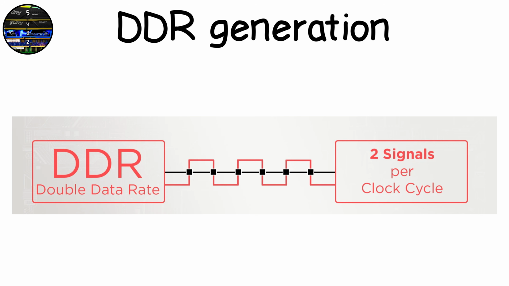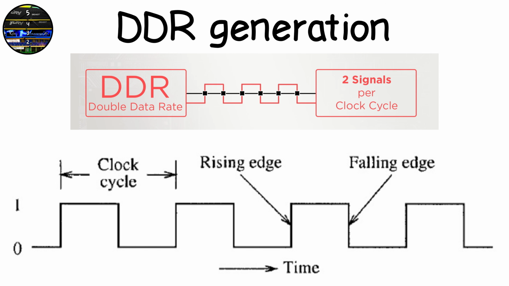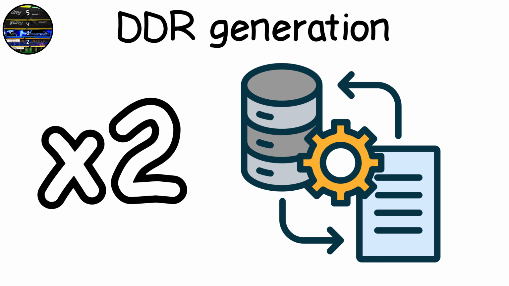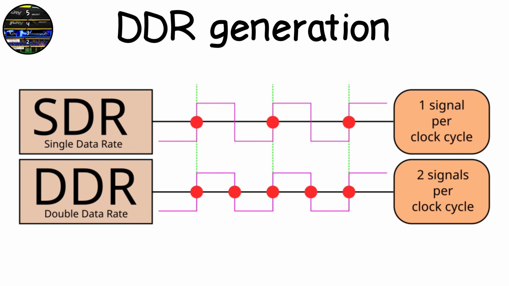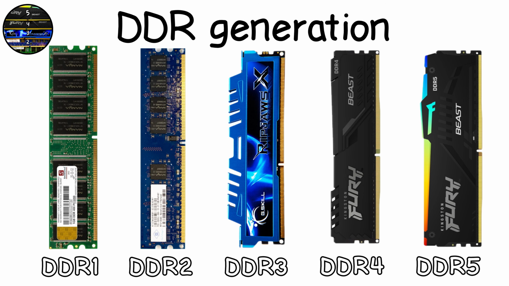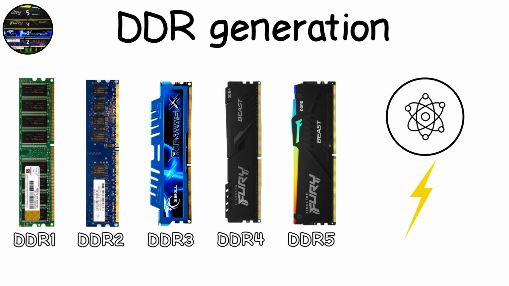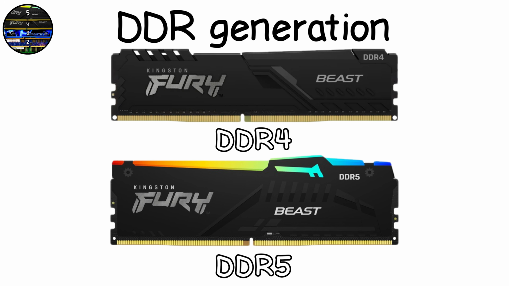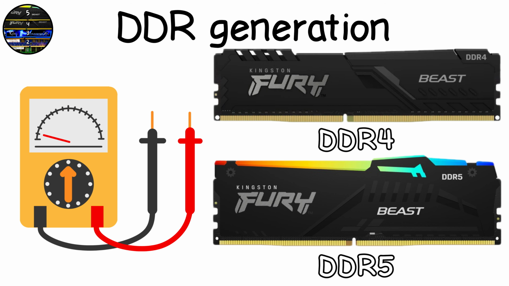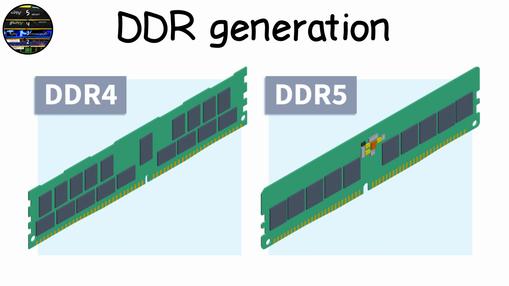It means the memory sends data twice per clock cycle, on both the rising and falling edges of the electrical signal. This doubles the amount of data transferred compared to older single data rate memory. Each DDR generation is physically and electrically different from the others. DDR4 and DDR5 use different voltages, different signal speeds, and different internal designs.